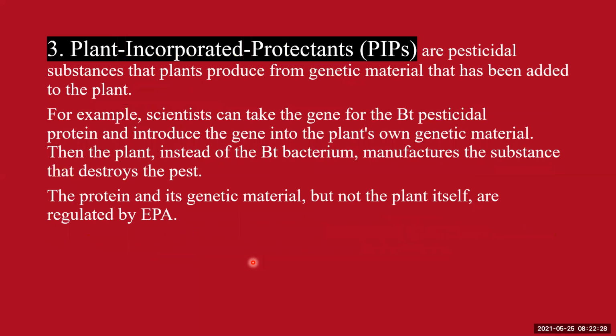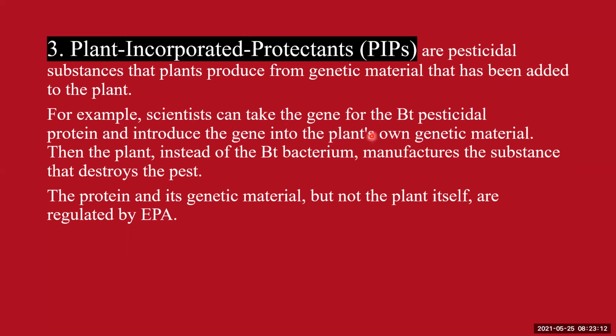The third class is plant-incorporated protectants. We can also call them transgenic plants. Transgenic plants can serve themselves as biopesticides, because in the transgenic plant we have inserted a gene from some other bacteria or some other plant, which will help the plant itself to control or kill the insect pest. So plant-incorporated protectants are pesticidal substances that the plant produces from the genetic material that has been added to the plant. We add genetic material from a bacteria or from another plant into the plant itself, and this genetically modified or transgenic plant itself produces the pesticidal substance.